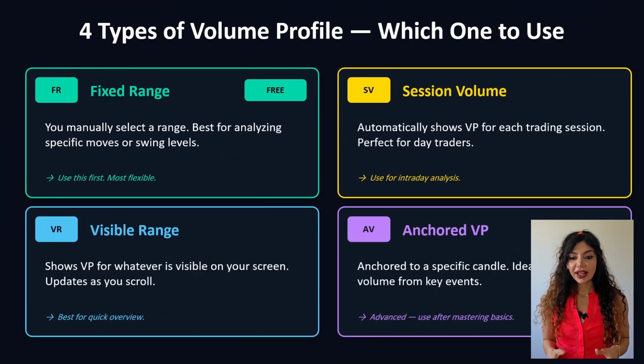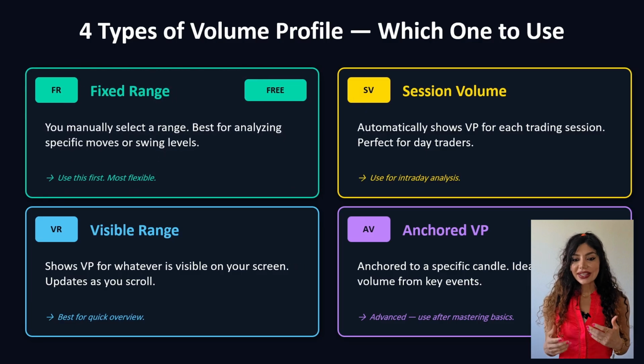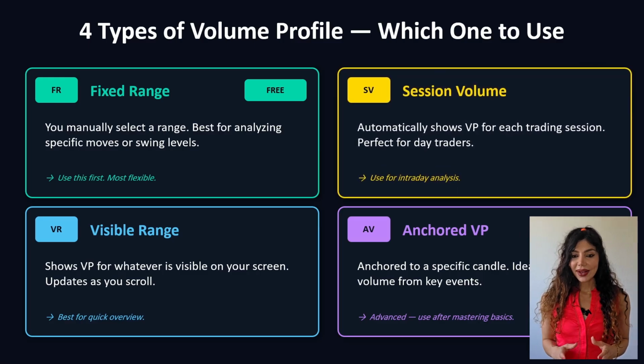Now, volume profile comes in 4 different types. Let me explain each one quickly so you know what you're working with. Fixed range. You manually select any range on the chart. Most flexible. This is what we use today. It's available for free. Second one is session volume. Automatically shows a separate volume profile for each trading session. It's perfect for day traders who want to see what happened in each London or New York session.